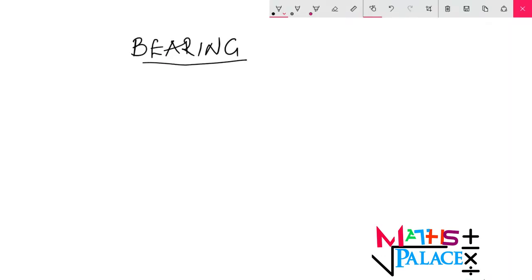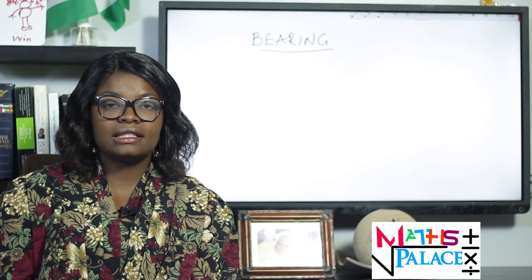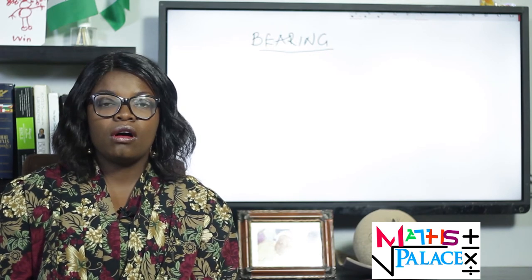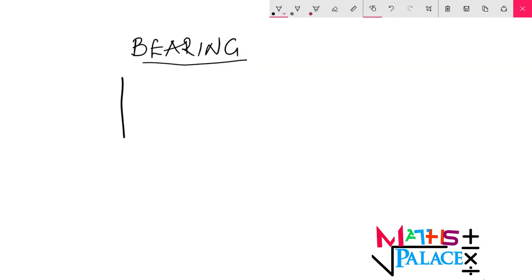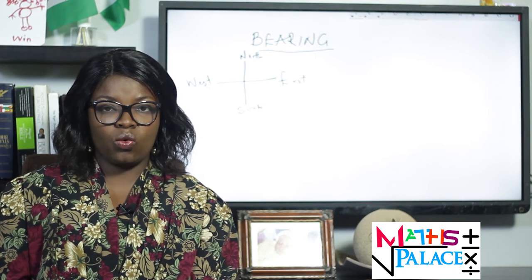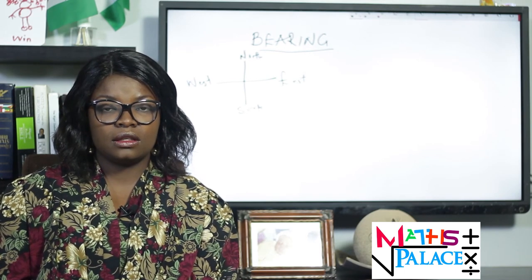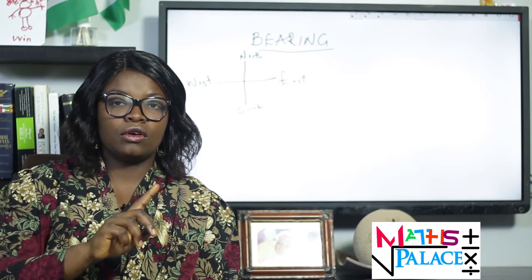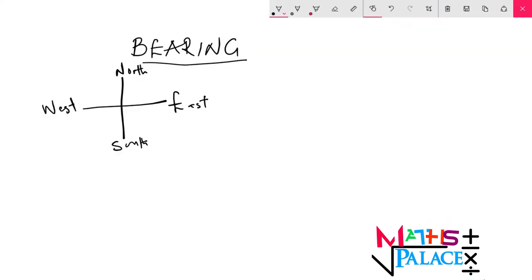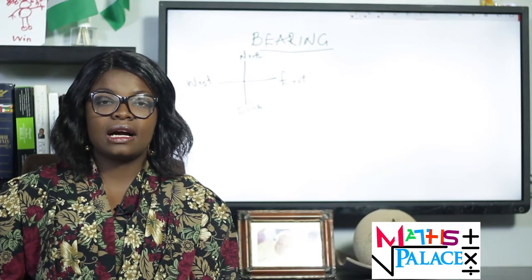Now, having said that, take note that we have what we call the four primary cardinal points. These are the north, the east, the south, and the west. That's going clockwise. From your top, you go this way: the north, the east, the south, the west. These are known as the four primary cardinal points.